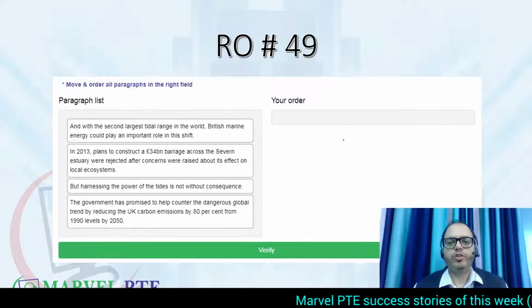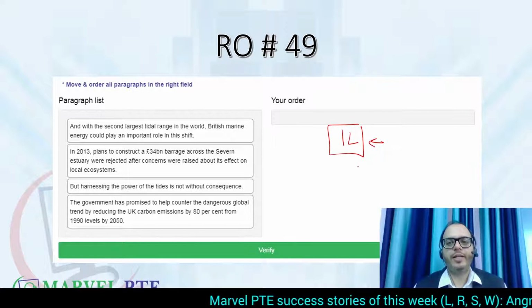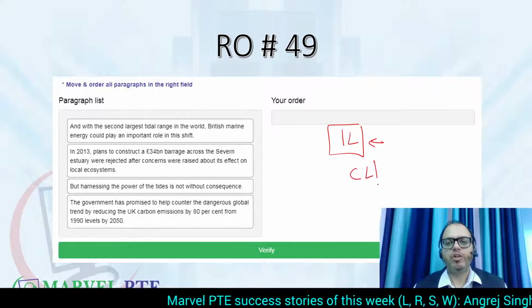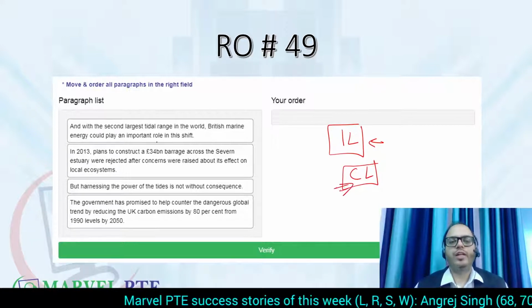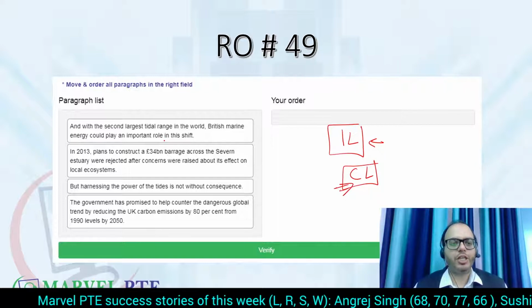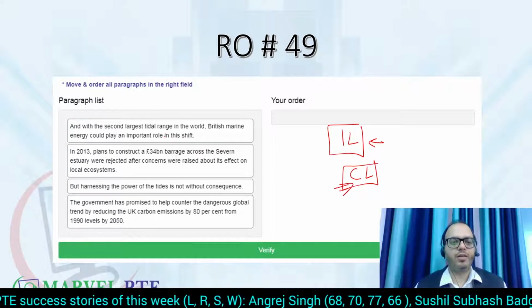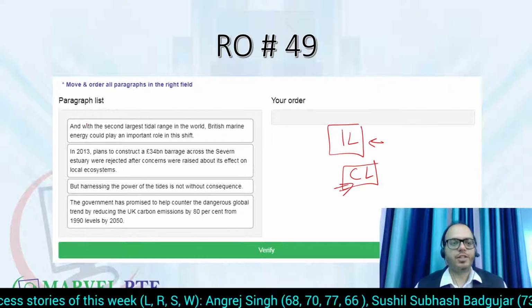Okay, so you know that the first thing we do is we find an independent line. We try to find an independent line and if possible, conclusion lines also. So there are certain rules which we look for in independent lines: there should be no pronouns, and it should be independent. It shouldn't be dependent on any other line. Okay, so let's get started.